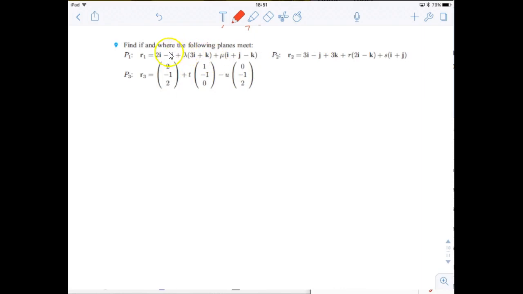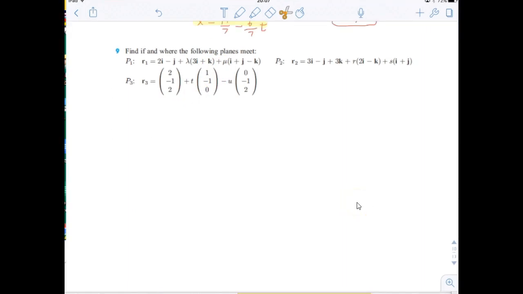And they gave us the first plane in a vector form that uses lambda and mu. And they gave us plane 2 in a similar form, except for this one they use the parameters r and s, because you can't reuse the parameters. You have to create new parameters for each plane. And the third plane has the parameters t and u. All of them are given in that weird form where you're defining the plane with 2 direction vectors, which are contained inside the plane.